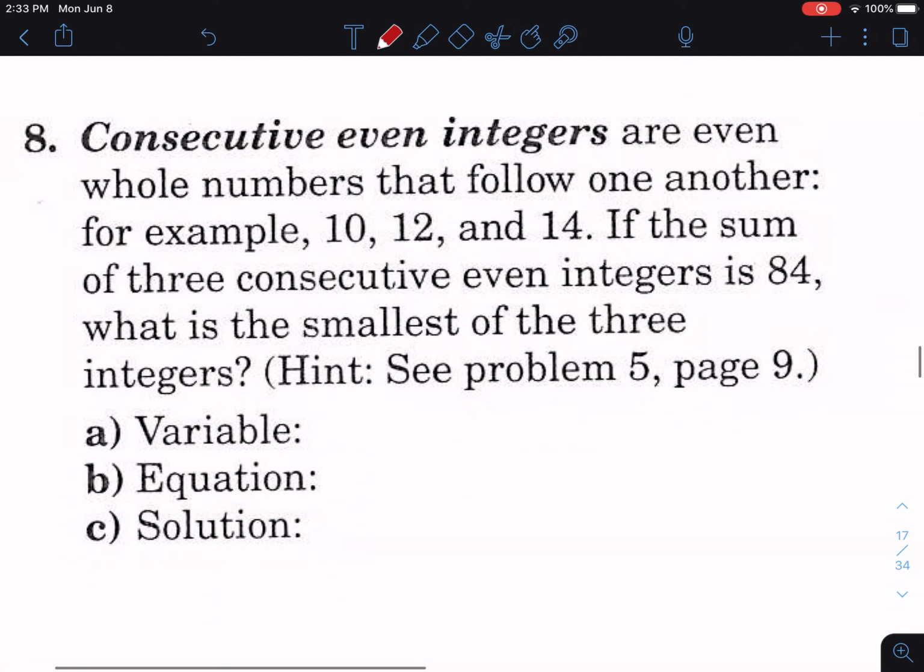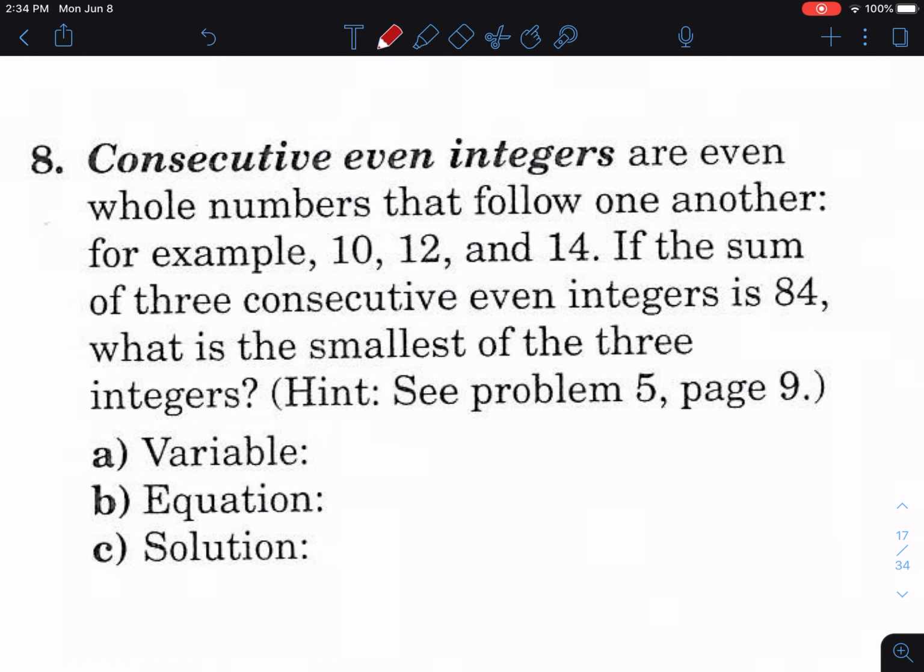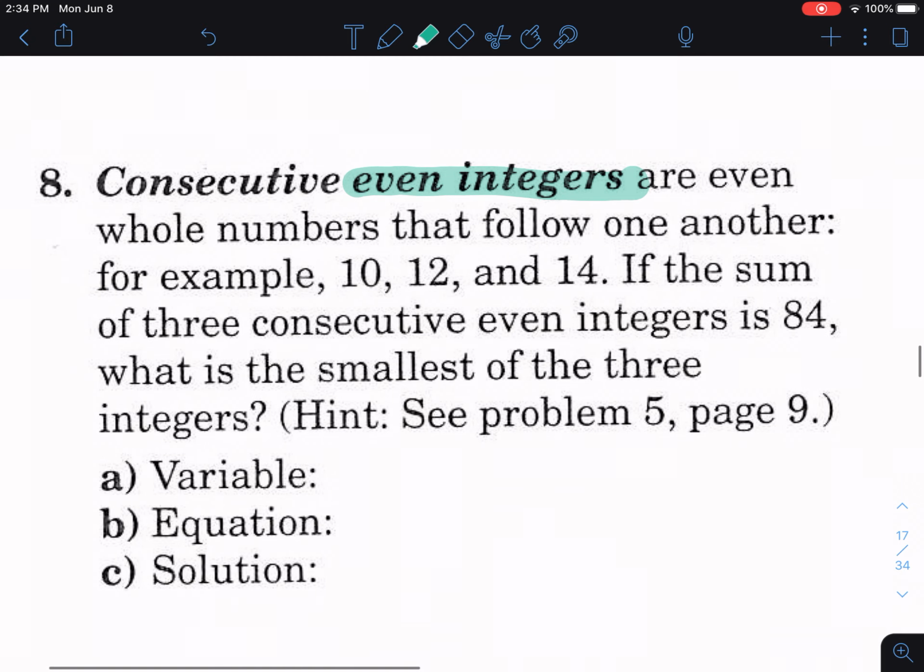Okay, this next one. These types of problems give people trouble, but you just have to read and kind of think it through. Consecutive even integers. So we're looking at even whole numbers that follow one another. For example, 10, 12, and 14. Those are examples. If the sum, so we know they're going to be added, of all three of these is 84, what is the smallest of the three integers?